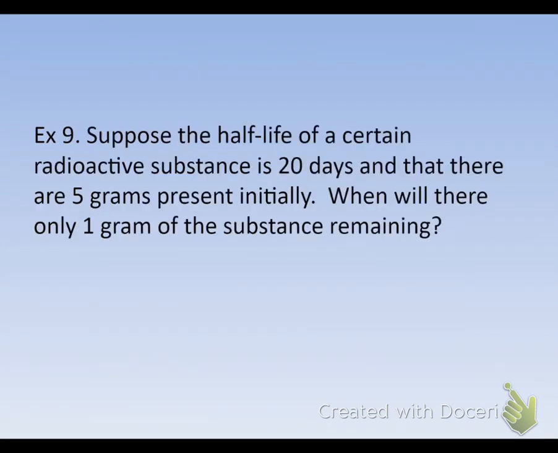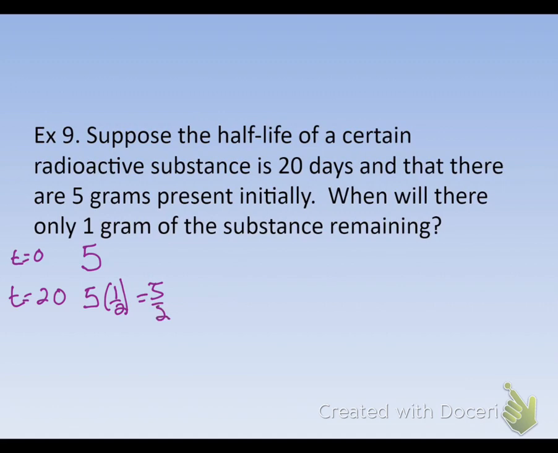Okay, suppose the half-life of a certain radioactive substance is 20 days, and there will be 5 grams present initially. Then, when will there be only 1 gram of the substance remaining? Okay, so we know that initially we have 5. Let's go at T0. Okay, and then at T20, that's the amount of our half-life, so it's going to be 5 times 1/2. I'm just going to leave it as 5 halves.